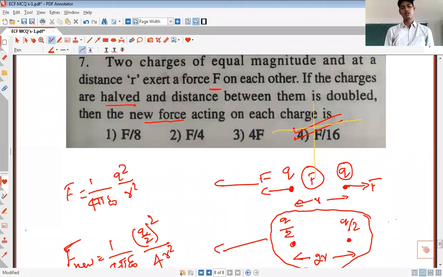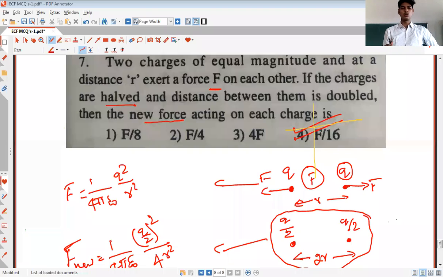So is this clear? How to solve the problems with respect to Coulomb's law? Clear? Right? Try solving exercise 1. See whether exercise 1 is easy. Try solving them at least up to problem number 15.